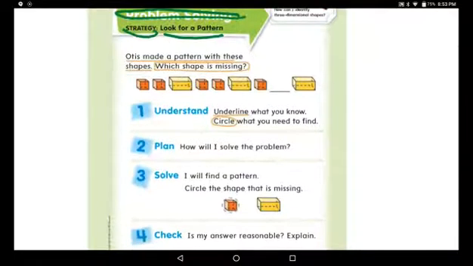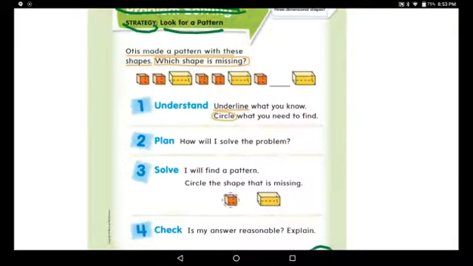Now, let's go back to our problem. Otis made a pattern with these shapes. Which shape is missing? We know that to start solving any word problem, we need to read it three times. Otis made a pattern with these shapes. Which shape is missing? This is my second time. Otis made a pattern with these shapes. Which shape is missing? So the first step is to understand by underlining what we know and circling what we need to find.